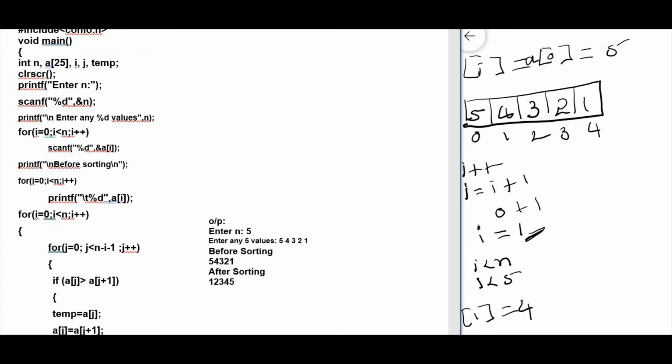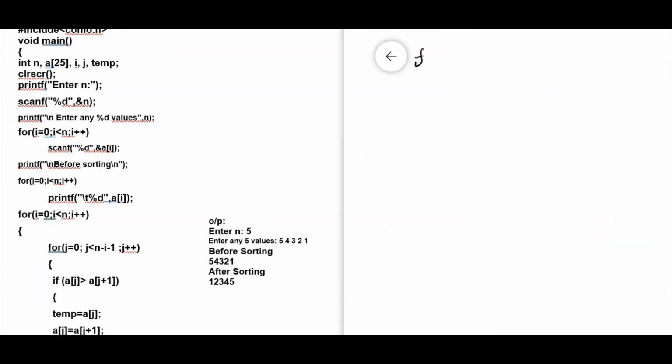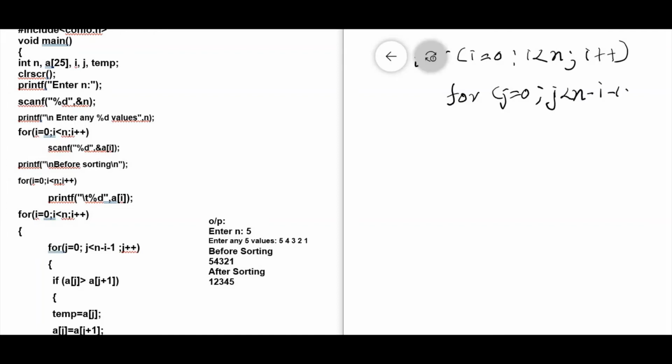Now after printing this, we are going to have one more for loop, the outer for loop. So for i is equal to 0, i less than n, i plus plus. Inside that I have the inner for loop: for j is equal to 0, j less than n minus i minus 1, j plus plus. Right. Now let's see the first iteration.